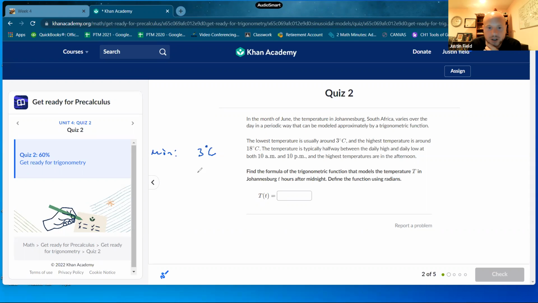And the highest temperature, 18 degrees Celsius. And the temperature is typically halfway, midline, halfway on both 10 a.m. and 10 p.m. So that means the x value of 10 a.m., 10 p.m. The highest temperatures are in the afternoon. Find the formula for the trigonometric function.